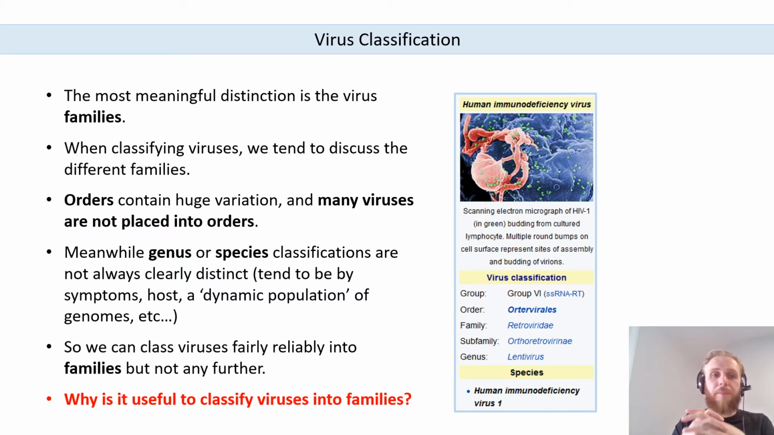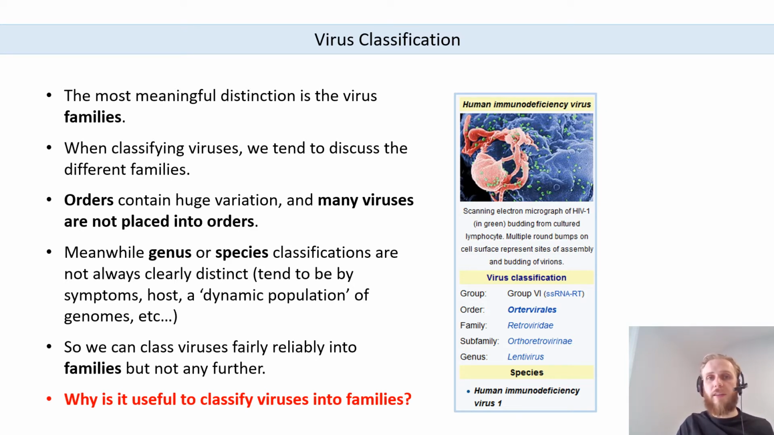Okay, with viruses, we tend to think of families as being the most useful distinction. So as we've said, most viruses don't fit into these orders. We only have about 7 orders, and most viruses sit outside them. So it's not super useful to think about orders, just because most viruses don't fit in them. But what we do tend to think about is families, because most viruses will fit into families.